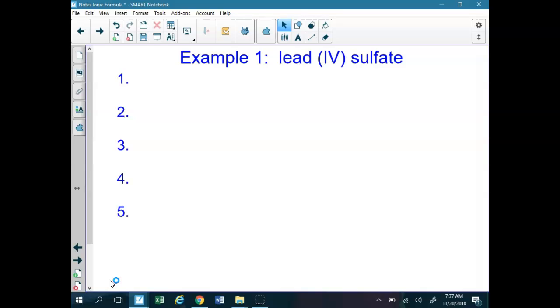We're going to get it in name and write formula. All right, so Pb, Roman numeral 4, what does that tell me its symbol is? Well, first of all, we know it's P.